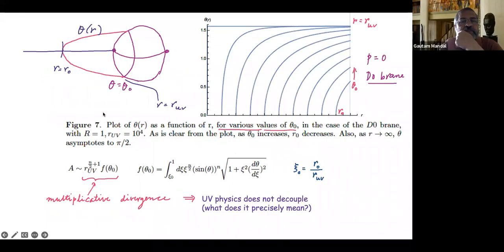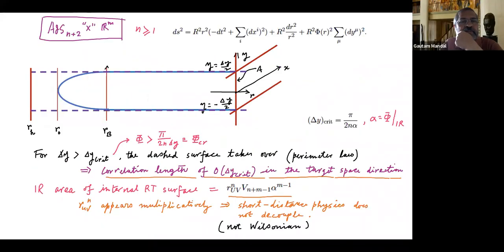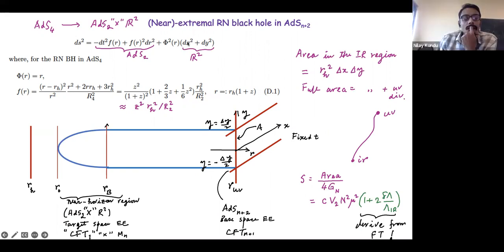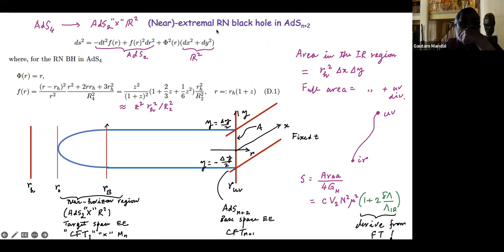Let me tell you what, because I went over it so fast. Let us say AdS4 going to AdS2 cross R2. So this is AdS4 in the Poincare coordinates. You start with a near-extremal Reissner-Nordstrom black hole in AdS4.